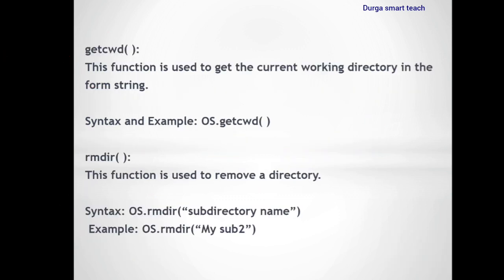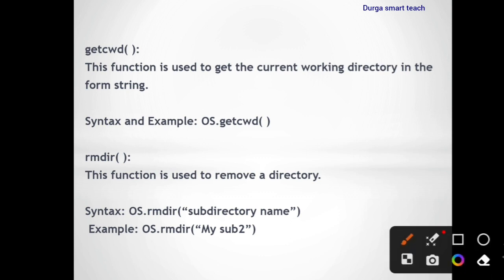Okay, so the next function is getcwd. If you want to know the current working directory, whether you are working with a file that is present on C drive or D drive or E drive, then you need to use the getcwd function, the get current working directory function. The syntax and example is os.getcwd. It will return the current working directory, either C, D or E.